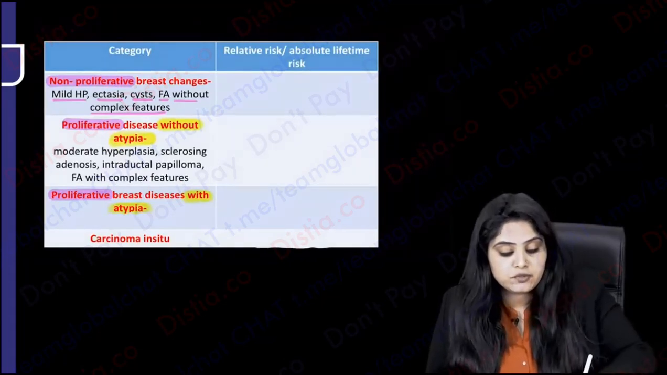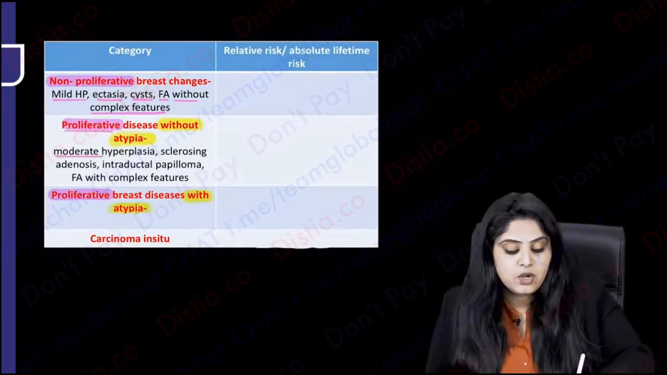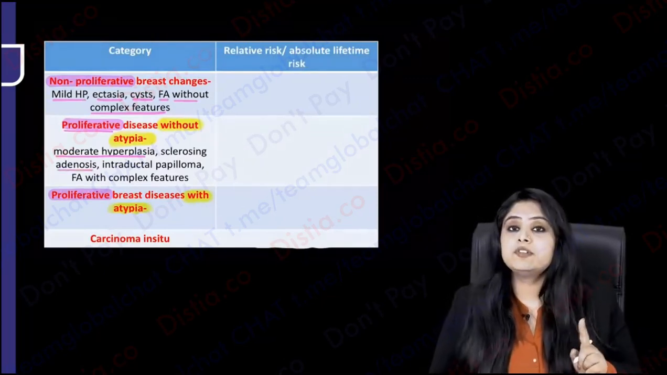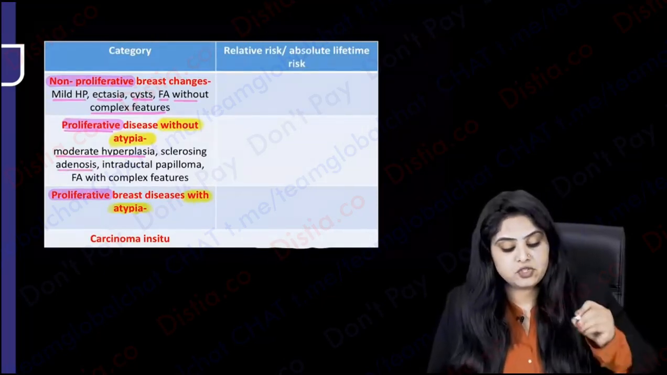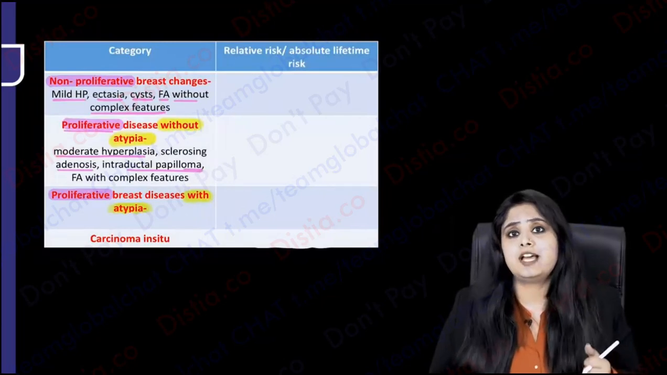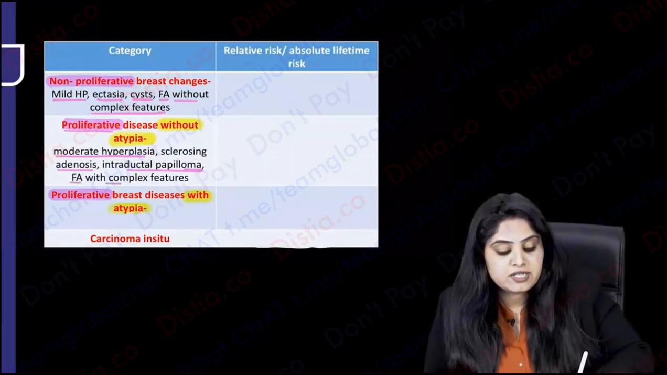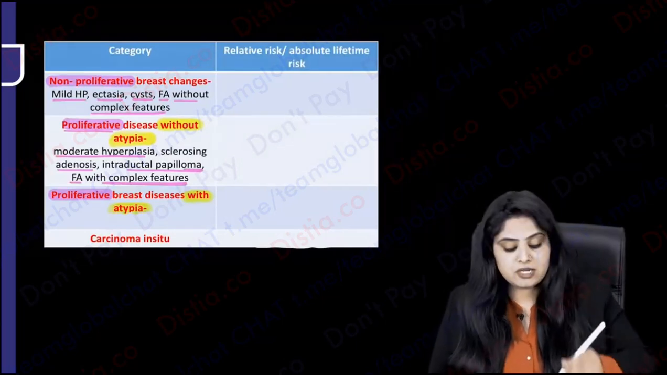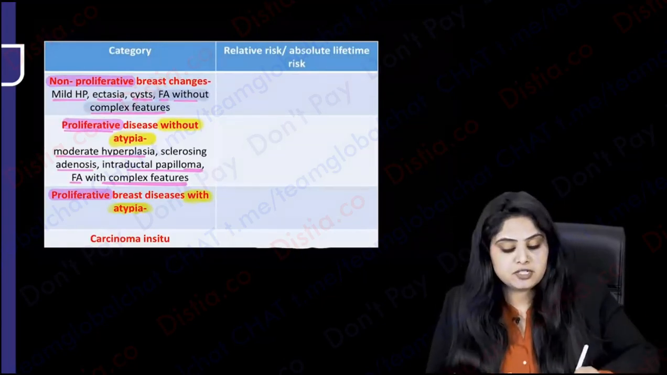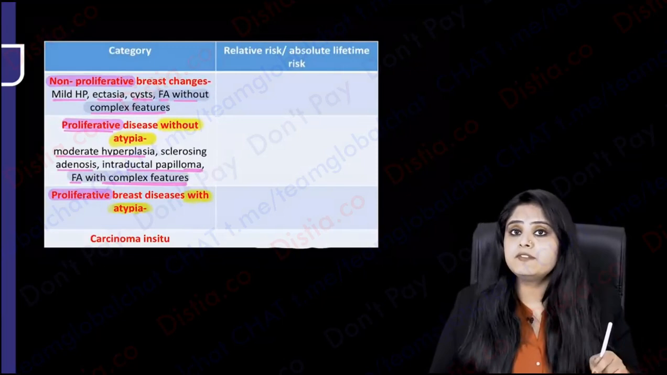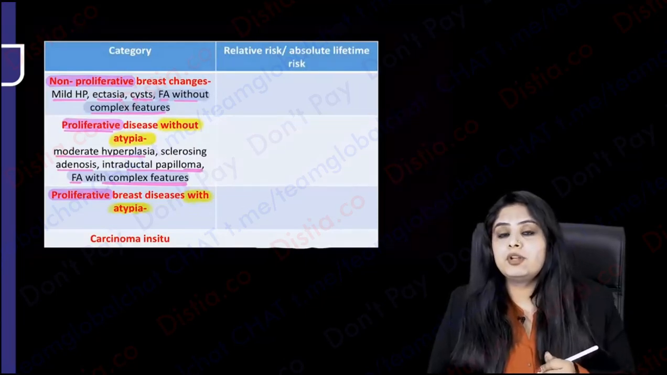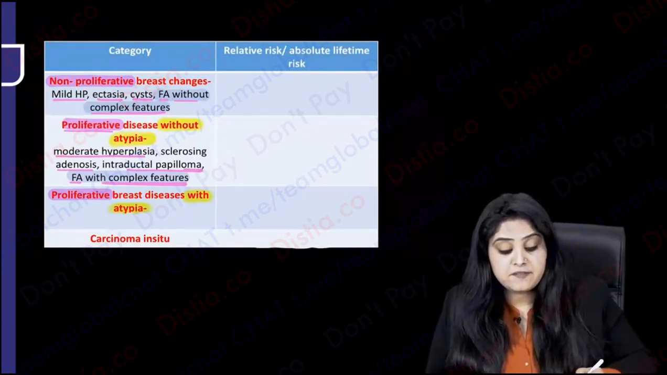See, you have to focus on the word proliferation happening. So definitely moderate hyperplasia will have proliferation. Sclerosing adenosis, whenever I use the word adenosis, that by default means proliferation. Intraductal papilloma, sounding like a benign tumor, of course it will have proliferation. And if there is fibroadenoma with complex features, remember I told you that till the time fibroadenoma is without the complex features, it is non-proliferative, but as soon as fibroadenoma comes with complex features, it is going to be proliferative. Finally, coming to proliferative breast disease, that is going to be with atypia.